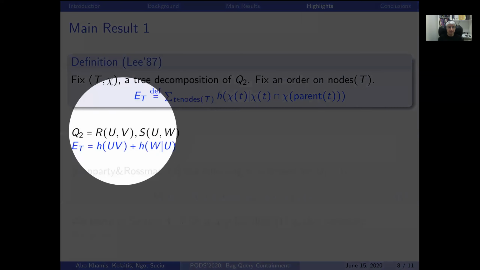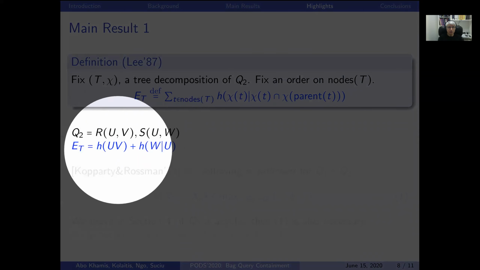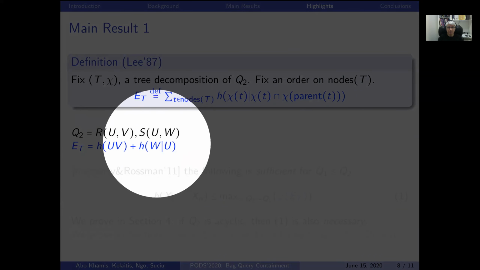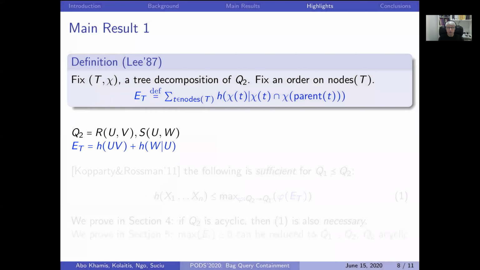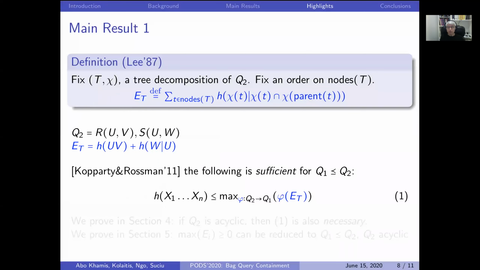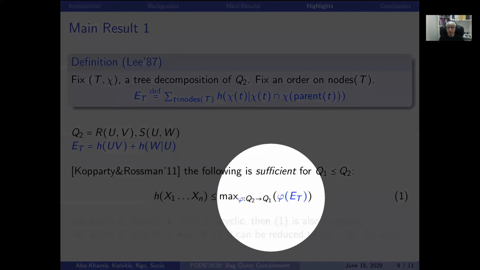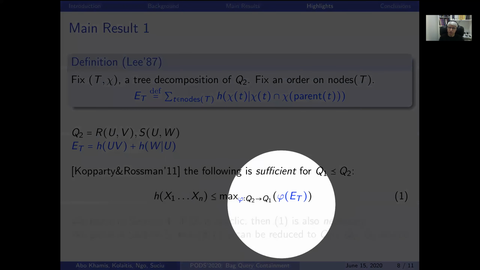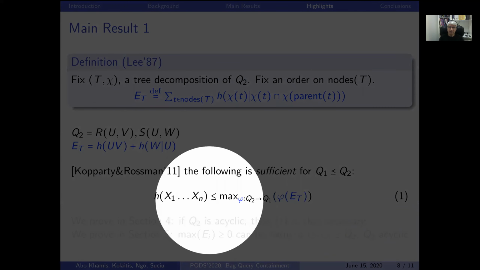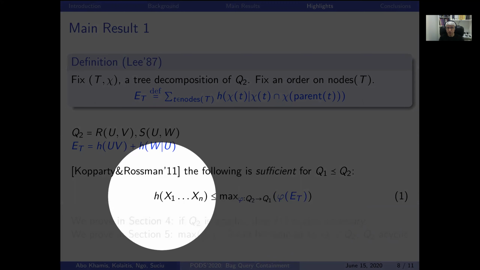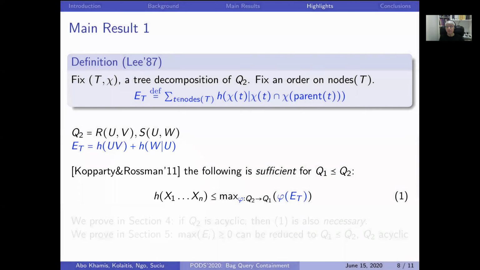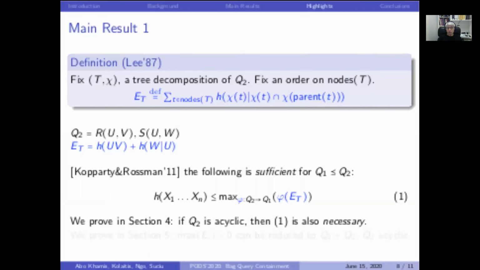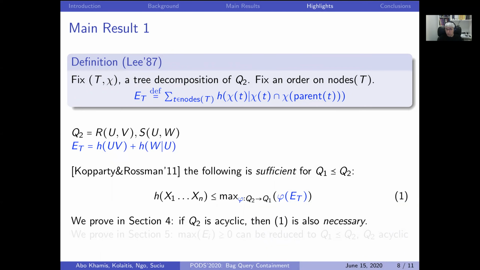So for a quick example, if this is our query Q2, then we start with the first tree node, which is just h of u b, and the second tree node asks us to condition on the variable that is common with the parent, which is u. Kopparty and Rossman proved the following sufficient condition for query containment. They considered all homomorphisms from Q2 to Q1, applied each such homomorphism to this expression that had variables from Q2 to convert it into an expression that had variables in Q1. And they proved that if the maximum of these expressions is greater than h of all the variables of Q1, then query containment holds. We proved that if Q2 is acyclic, then this is also necessary.